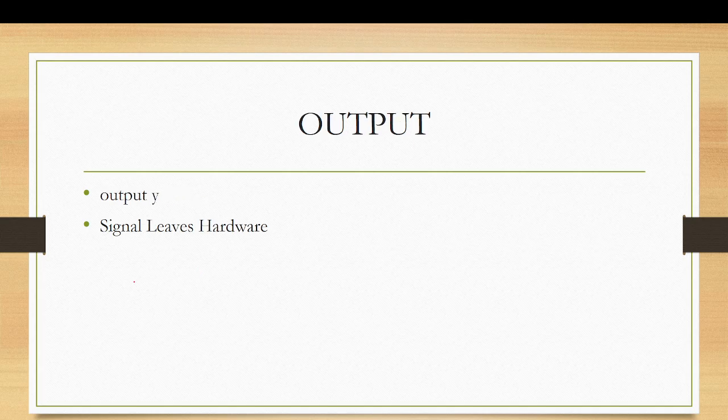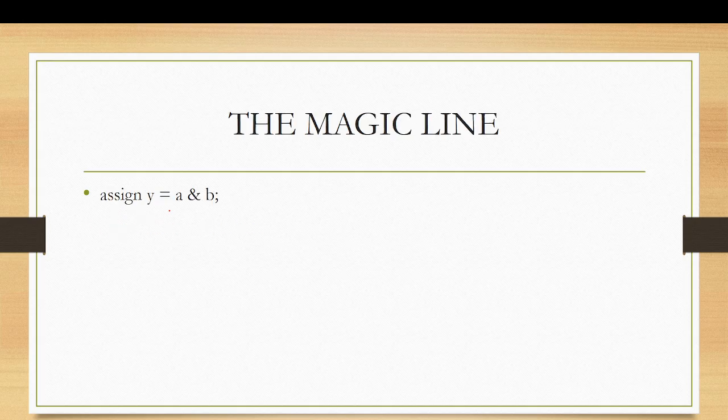Now this line, output. Output Y. Signal leaves the hardware. Output carries information out. This is the answer produced by your hardware. Input comes in, output goes out. Simple, isn't it? Now the important line, the magic line.